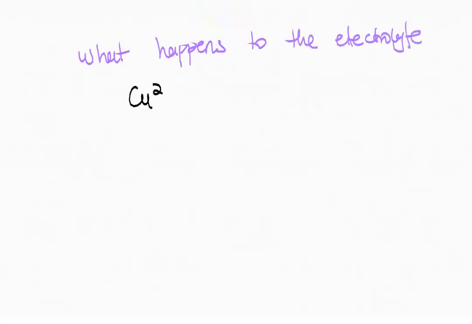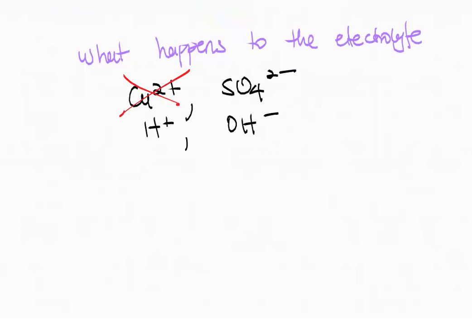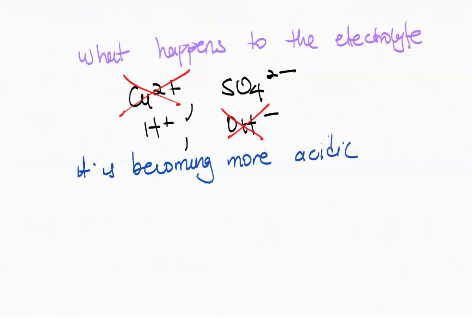What happens to the electrolyte? So I have Cu2+, SO4 2-, H+, and OH-. I'm removing this. That's coming out. And so too is this. So it is becoming more acidic. I agree. Shanisha, you agree? You're saying that it's becoming more acidic. Yes?